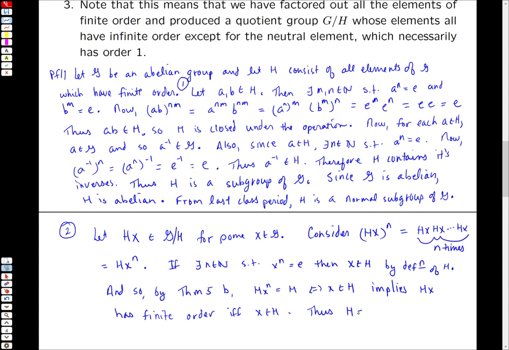Thus, H equals Hx. Well, I'm just going to say it this way, I'll confuse you. Thus, H is the only element in G mod H with finite order. Because if x is in H, then Hx is just equal to H. If x is not in H, then x doesn't have finite order, which means Hx does not have finite order. That's what that means. So that's just a use of Theorem 5, Part 2.